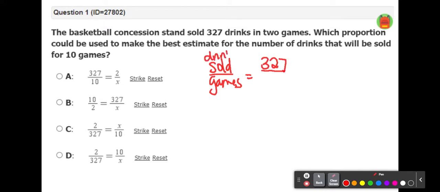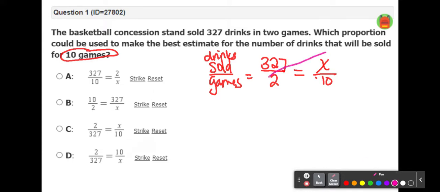and that would go on top. And then games would be 2. And you would set that equal to, and this says 10 games, so that 10 would go in the bottom. And our X that we're going to find would be up here, how many drinks, the number of drinks sold. Now, this problem, 327 over 2, is not any of my answers. It's not any of those options over there.